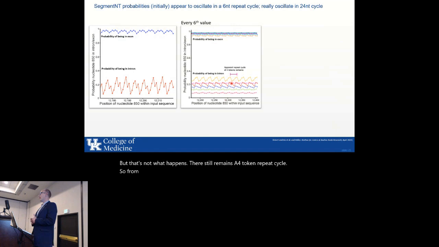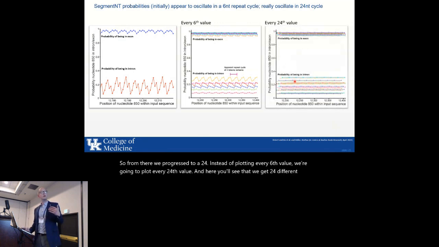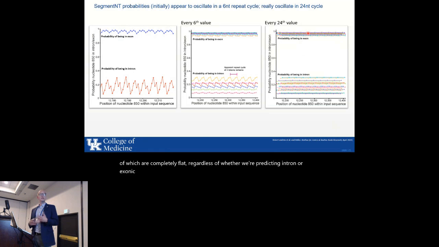So from there, we progressed to a 24. Instead of plotting every 6th value, we're going to plot every 24th value. And here you'll see that we get 24 different lines, all of which are completely flat, regardless of whether we're predicting intron or exonic. So really, this is a pretty fascinating question. Why is there this oscillation in SegmentNT probabilities?